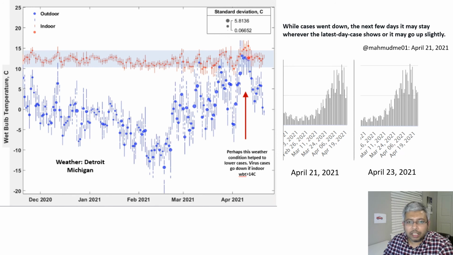Another way could be living in a small room with multiple people. What happens if you live in a small room or a small house with multiple people is that the room wet bulb temperature automatically goes up. So there are ways to reduce the number of cases, and also you can make yourself safe.